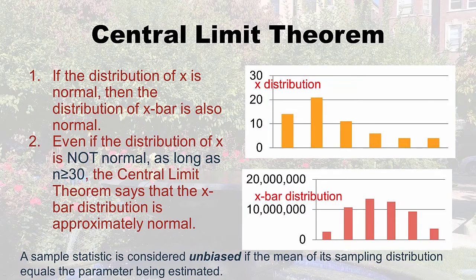And finally, that's how proofs are, they build on each other. That leads to the concept that a sample statistic is considered unbiased if the mean of its sampling distribution equals the parameter being estimated. In other words, the fact that the x bar of the x bars is mu means that an x bar is going to be unbiased. It might not be exactly the same as the population mean, but it is not a biased representative of mu.